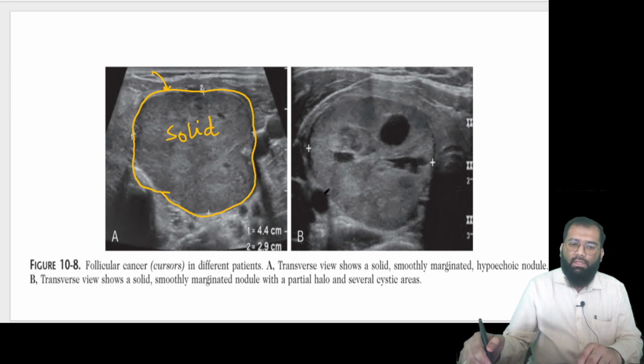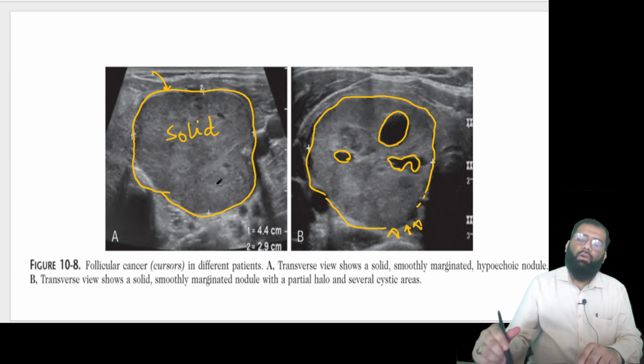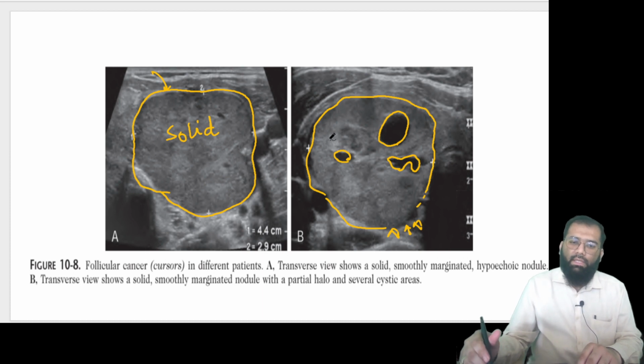Now here you can see that this lesion is showing partial halo in this region, and there are some cystic areas. So all these are anechoic cystic areas within the lesion. Okay, now this lesion on FNA turned out to be follicular CA. So very important, this is a Thyroids 4 lesion and it turned out to be a malignancy.